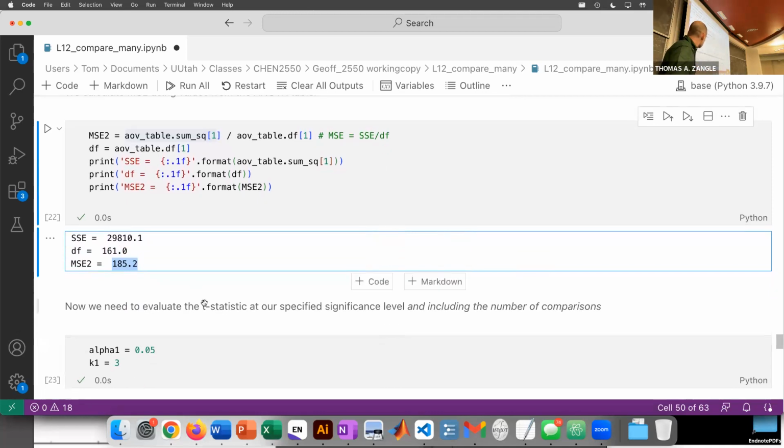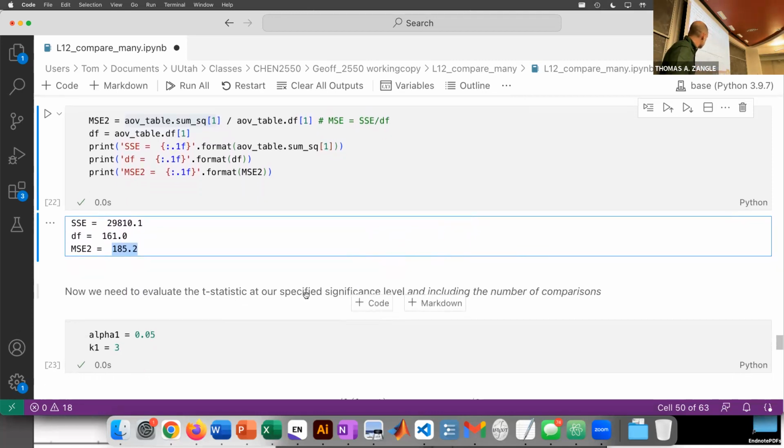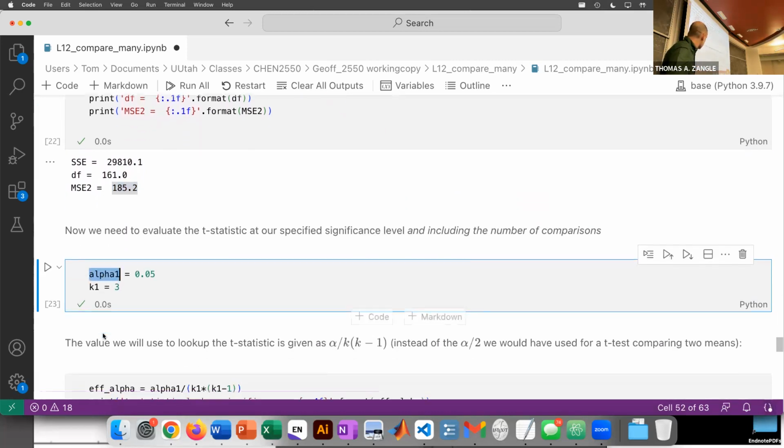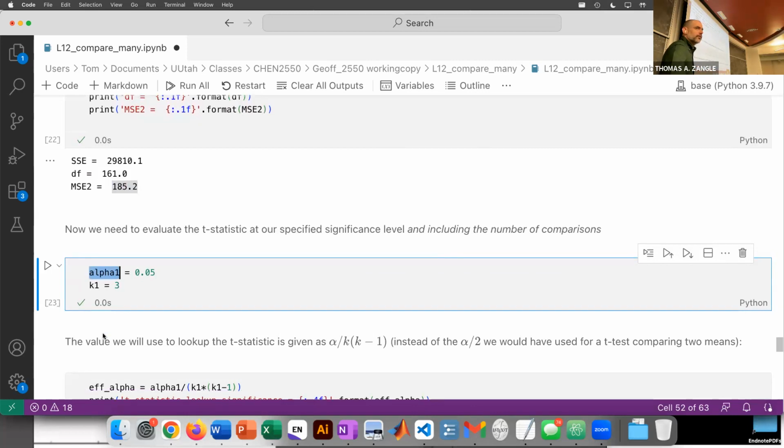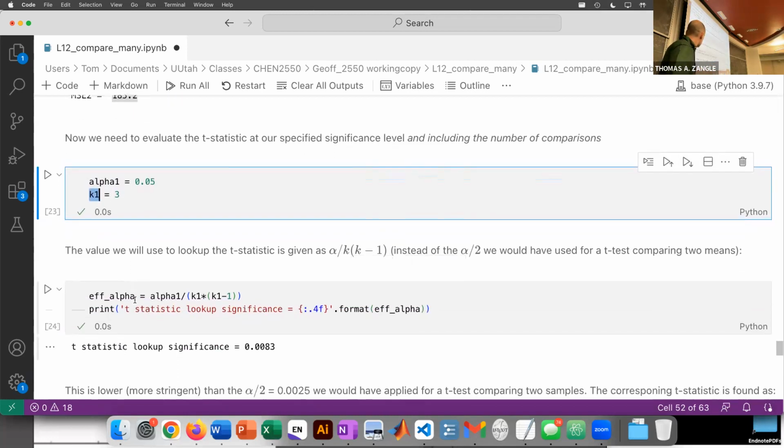And then we're going to evaluate the t statistic at our specified significance level, including the number of comparisons. So again, we're going to use a significance level of 0.05. That's the significance level at which we want to evaluate if there are differences in the means. Our number of groups is 3, so our k is 3.